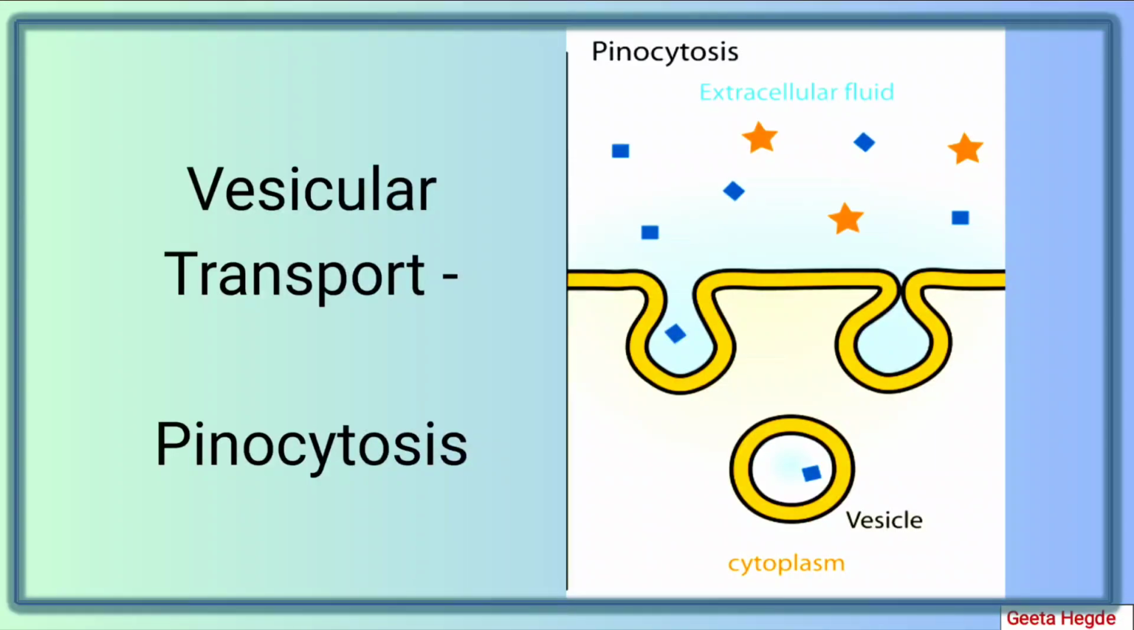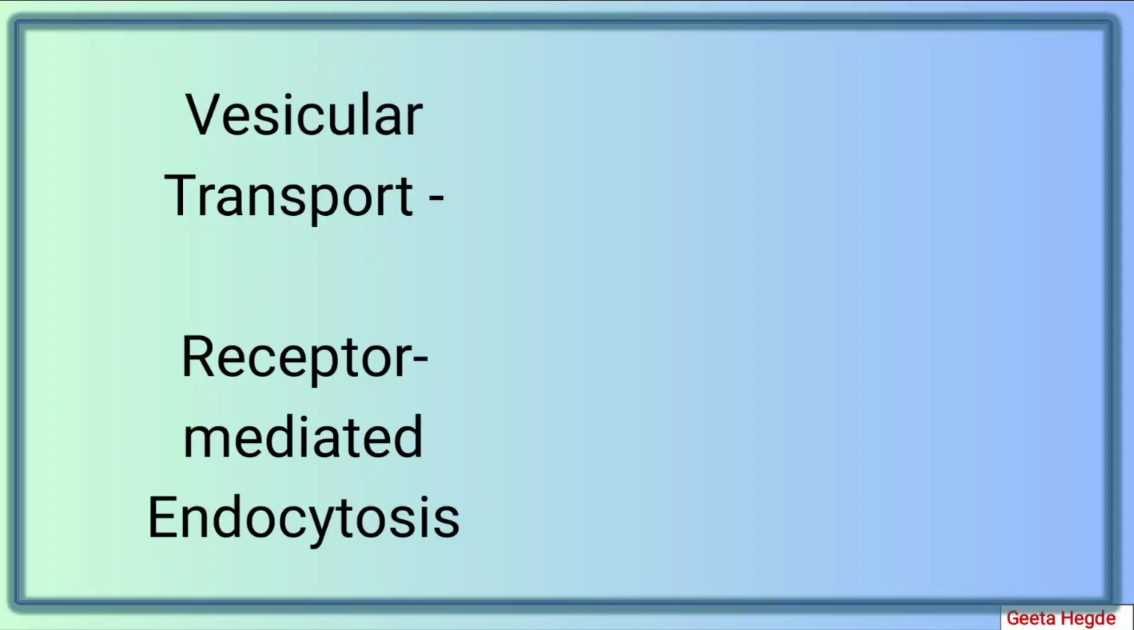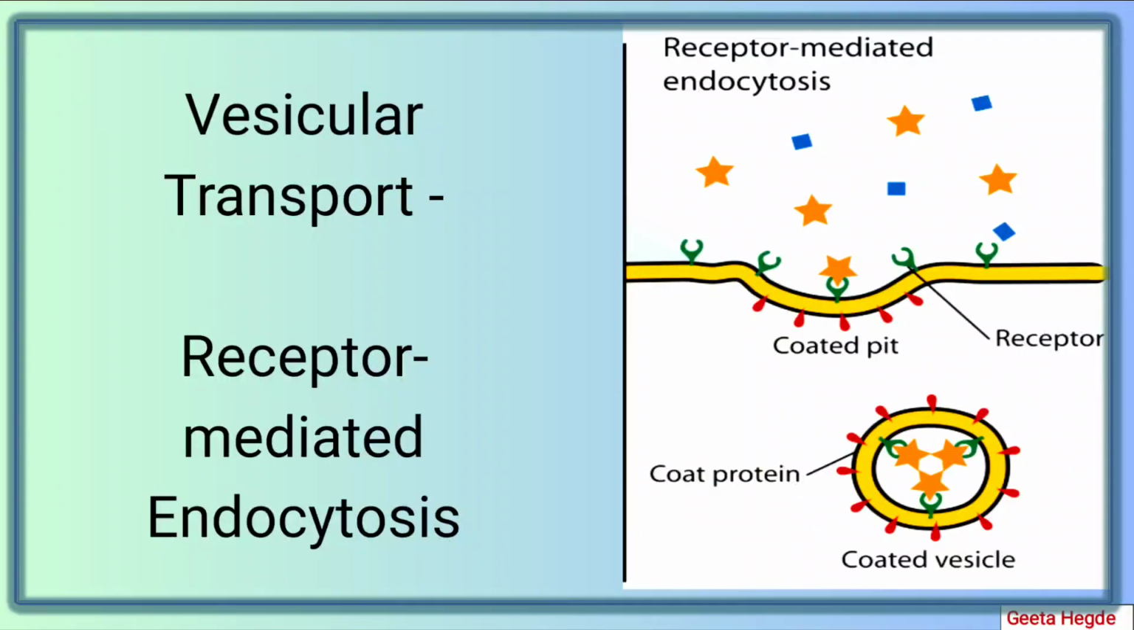Phagocytosis and pinocytosis are both examples of endocytosis. The third type of endocytosis is receptor mediated endocytosis. Now what is receptor mediated endocytosis? Here specific molecules bind to the receptors. As you can see, the specific molecules bind to those receptors on the cell surface. Once they bind to the cell surface, this triggers membrane invagination and vesicle formation. Then the vesicle is internalized.